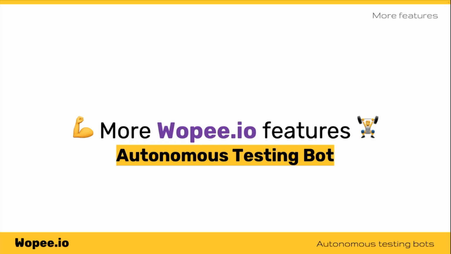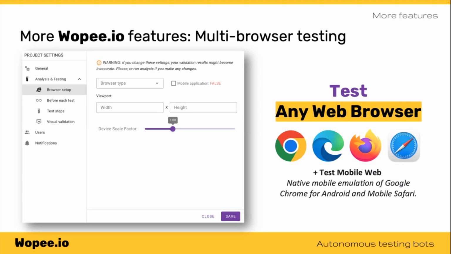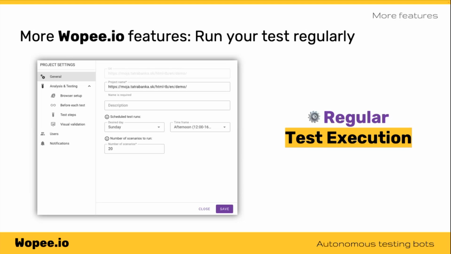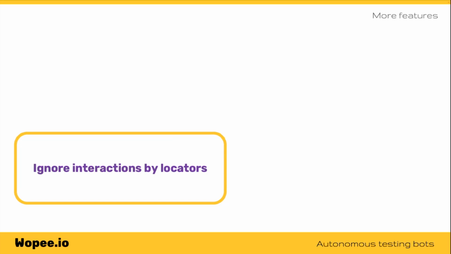There are a couple more features, and I will not cover them in the demo. I'll just quickly mention them. You could adjust your setup to test with a specific browser and resolution. You could also run your test regularly by setting up a specific day and time frame, like afternoon, morning, evening, whatever. And apart from that, you can also set up some locators to ignore interaction with some specific buttons, like you don't want the bot to be logged out, or you don't want to maybe delete something from your app, and so on.